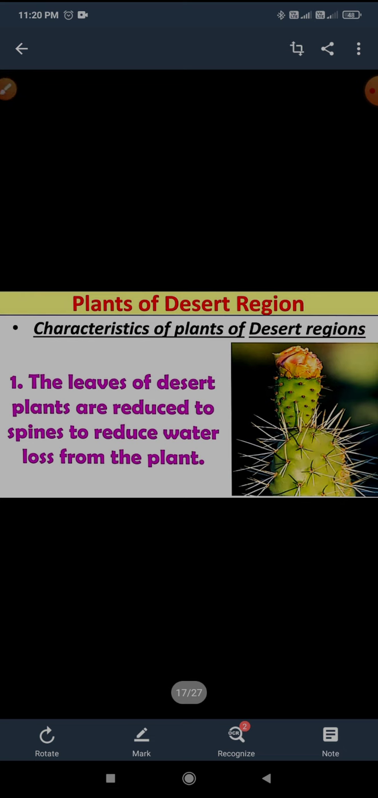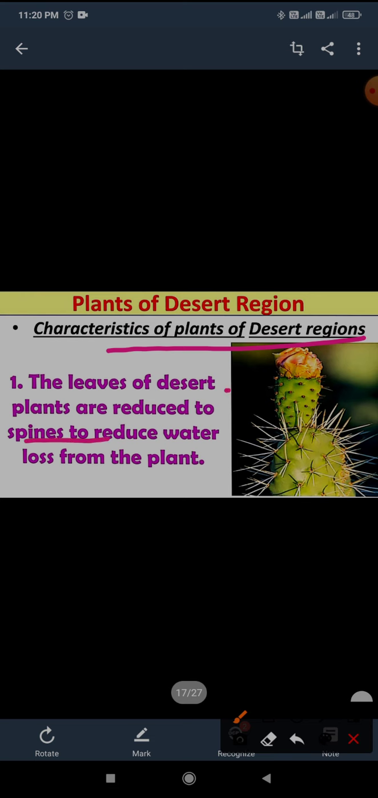Okay, now next is desert region. So what are the characteristics of the plants of the desert region? The leaves of desert plants are reduced to spines to reduce water loss from the plant. Obviously, if there are spines, then the surface area is very low, so no evaporation, or you can say negligible evaporation, with respect to the surface area of any other plant that grows in plain areas or coastal areas and wherever.